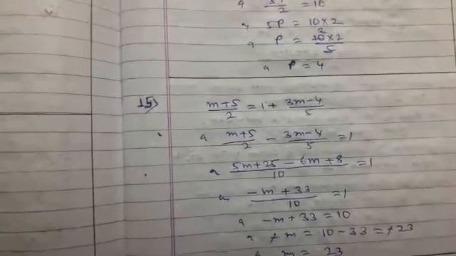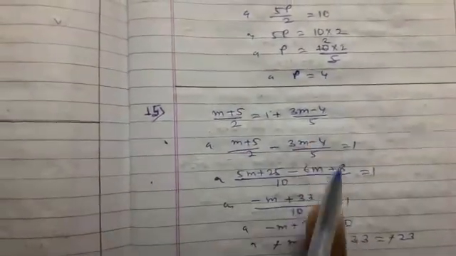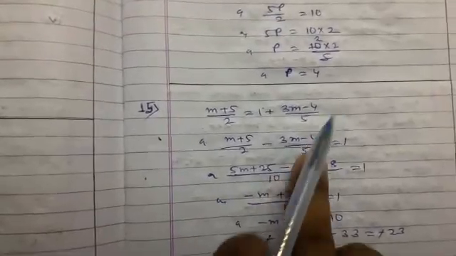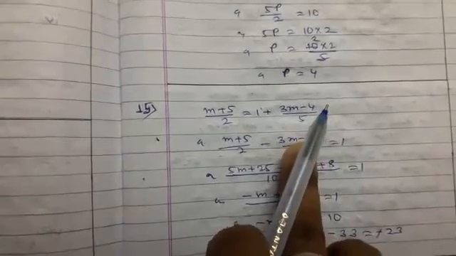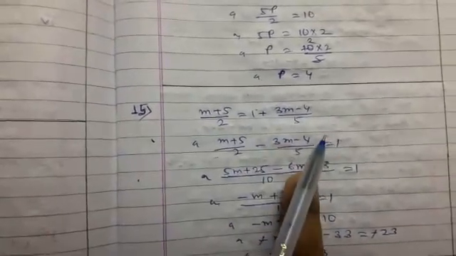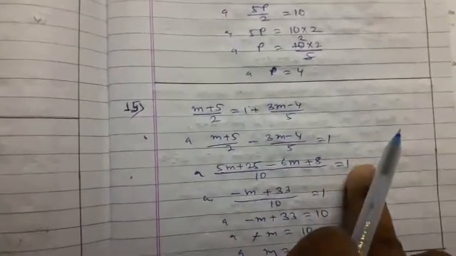Means subtraction of the fraction. So 2 and 5, LCM is 10. So m into 5, so 5m plus 25, and minus 2 into 3 equal to minus 6, and minus minus plus 2 into 4 equal to 8, and here right hand side 1.